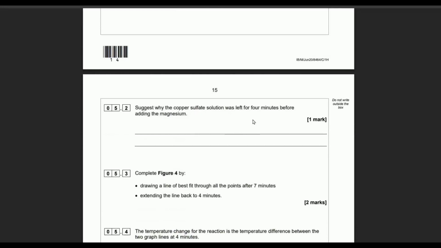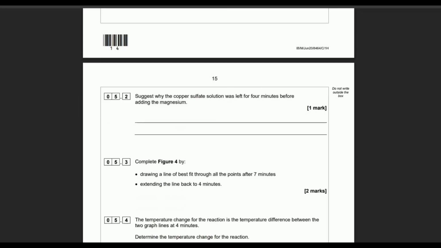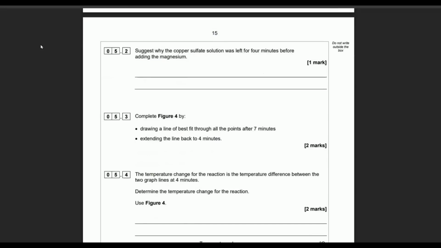Suggest why the copper sulfate solution was left for 4 minutes before adding the magnesium. So this is, copper sulfate was left for 4 minutes before to establish the initial temperature. So the initial temperature stabilized, basically to get a constant initial temperature.